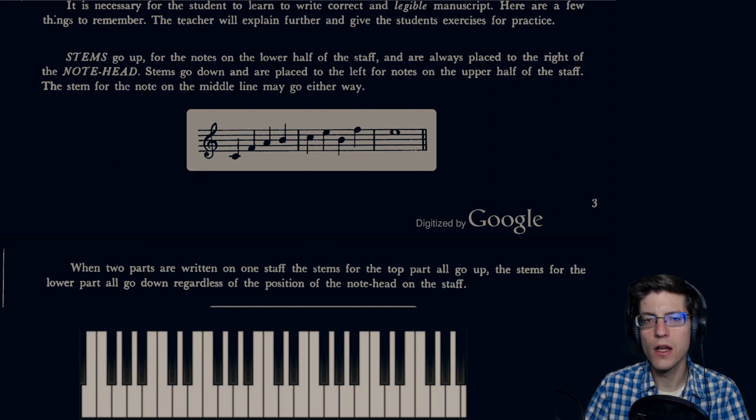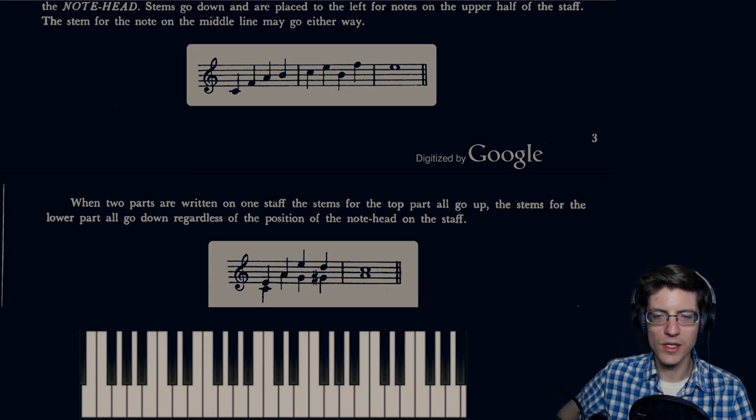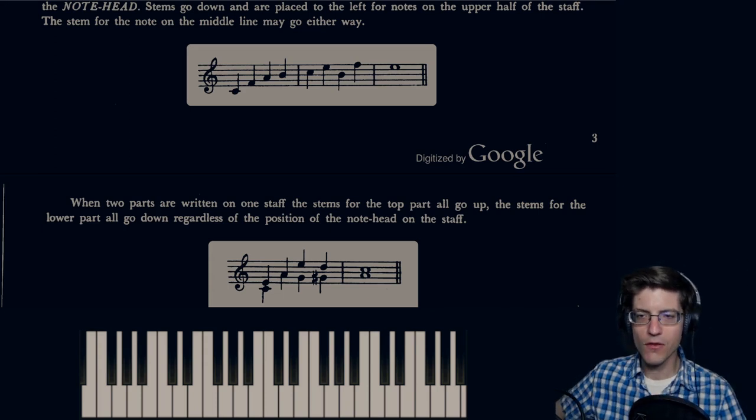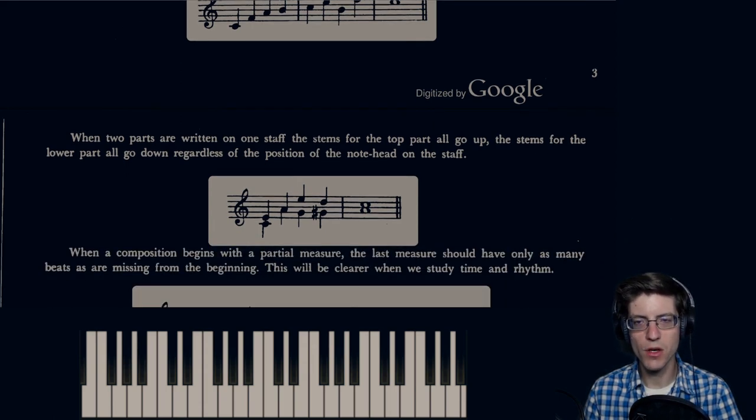Anything above a B above middle C would be stems down on the left-hand side of the note. When two parts are written on one staff, the stems for the top part all go up. The stems for the lower part all go down, regardless of the position of the note head on the staff.